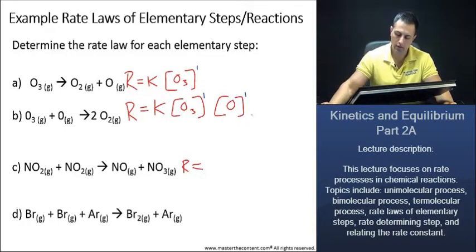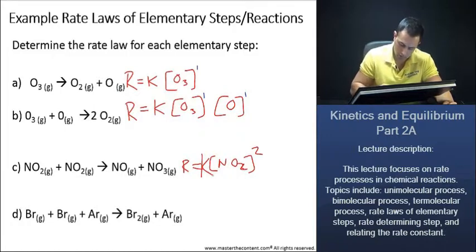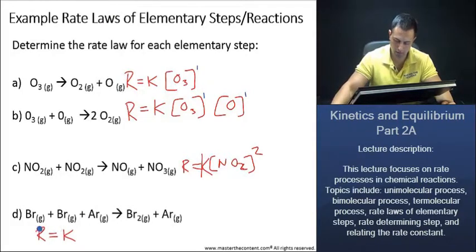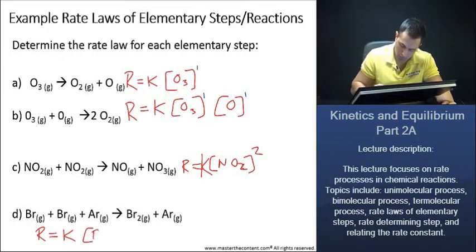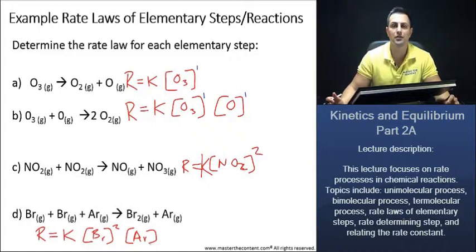Now we see that we have two nitrogen dioxides. When we have two of the same reactant, we just put it to the second power. Oh, I forgot the rate constant there. Moving on. What do we have in our reactants here? We have bromine and argon gas, so we can just put bromine to the second power and just place argon there. And that's it. It's just as simple as that for the rate law for elementary steps.